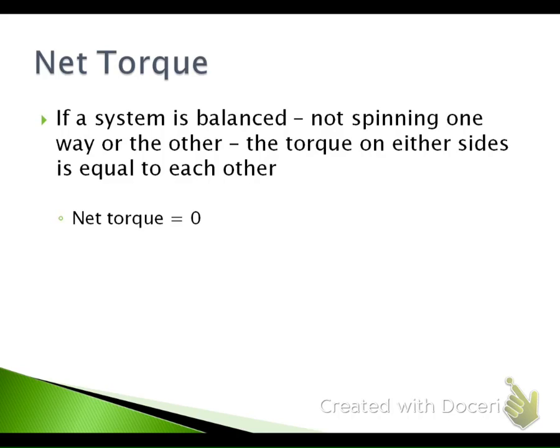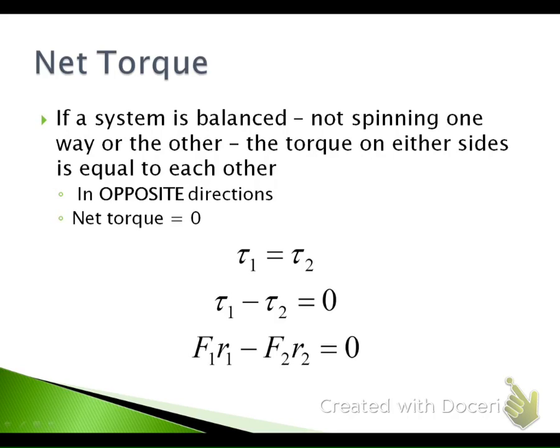If this system is balanced, if something's not spinning one way or the other, if it's sitting at rest, and you can think of a seesaw or a teeter-totter, right? If that system is balanced, there's got to be an even amount of torque on either side. And they're going to have opposite directions of each other. So our net torque would be equal to 0 if something is balanced.